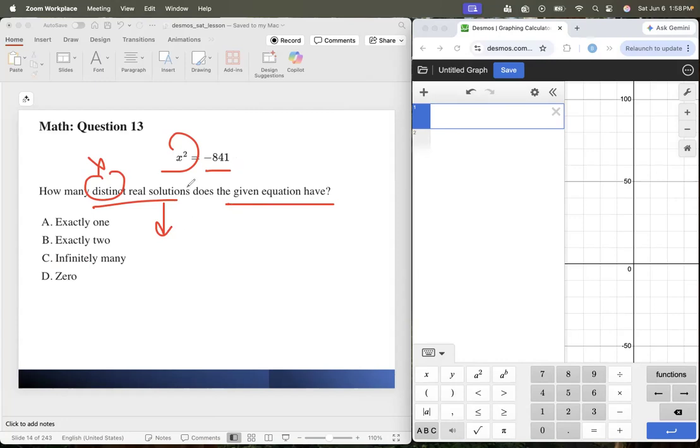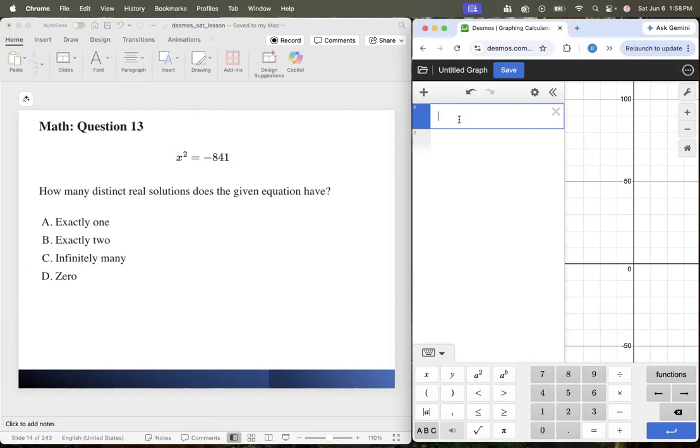But think about it. You cannot multiply any number by itself that will give you a negative number. That's all. Therefore, this is a zero solution. There is no solution that can satisfy.